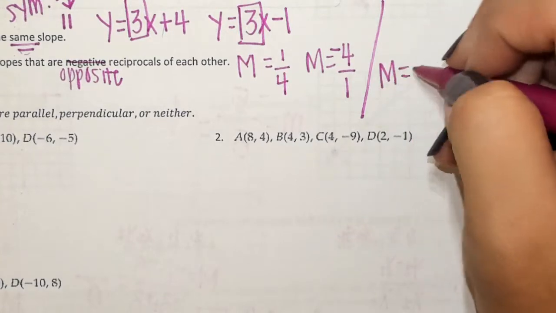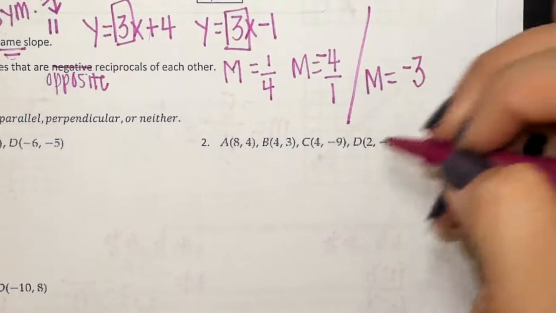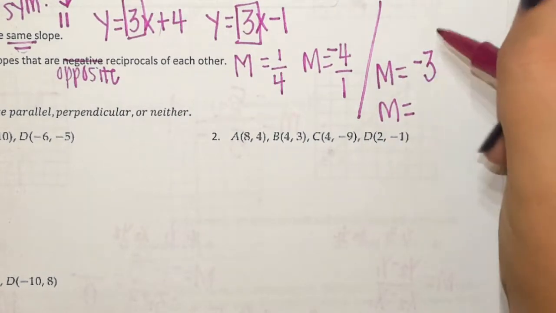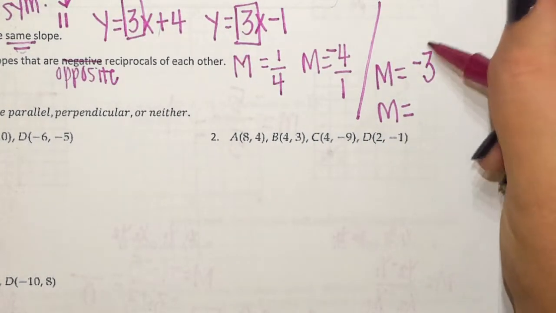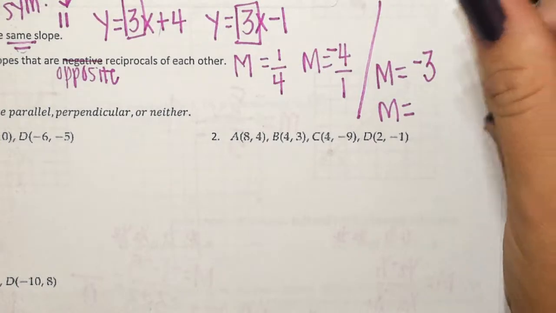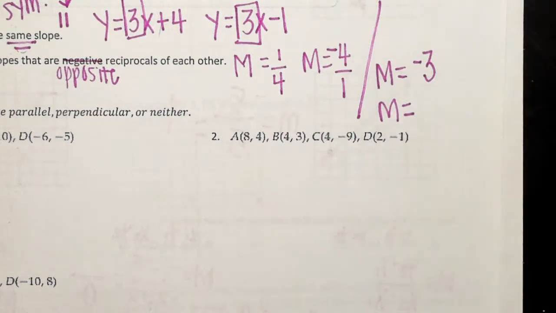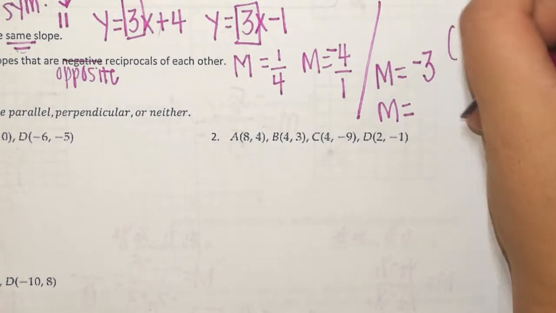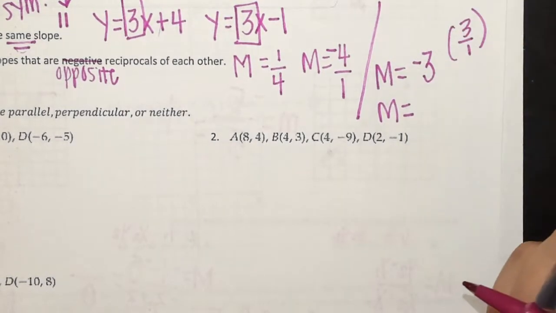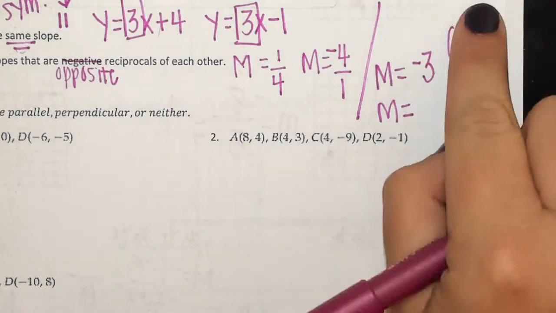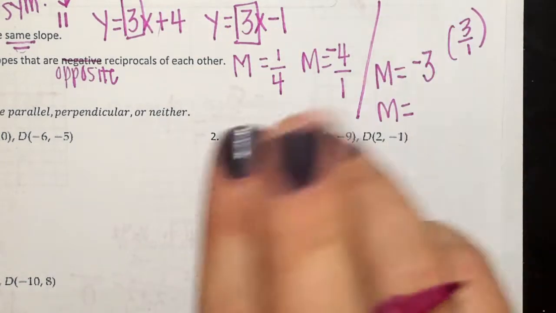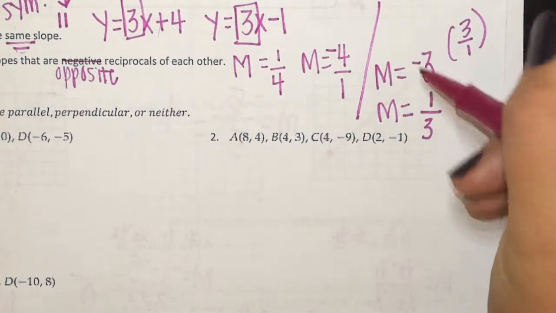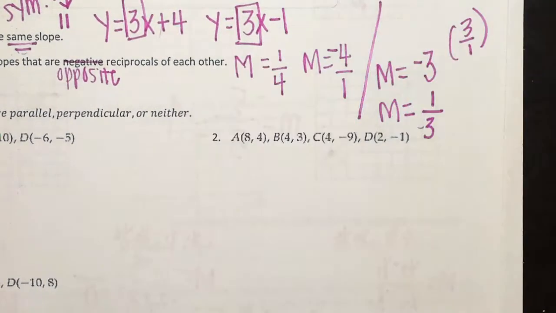Let me show you one more example of opposite reciprocals. M is equal to -3. What is the reciprocal only of 3? 1/3. Because isn't 3 over 1 the same thing as 3? So technically, this is 3 divided by 1. So when I flip it, it becomes 1/3. It was negative, so now it's positive.